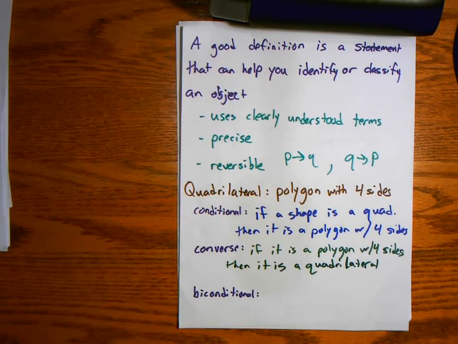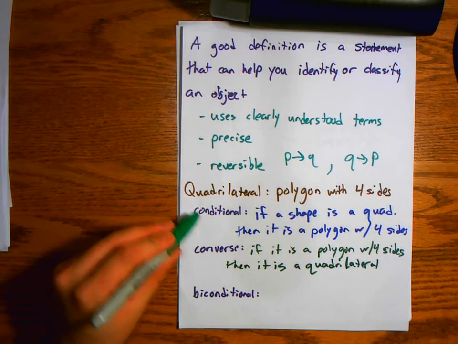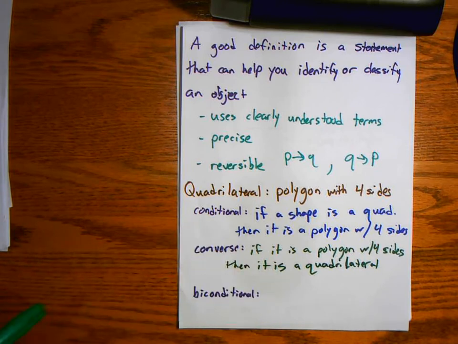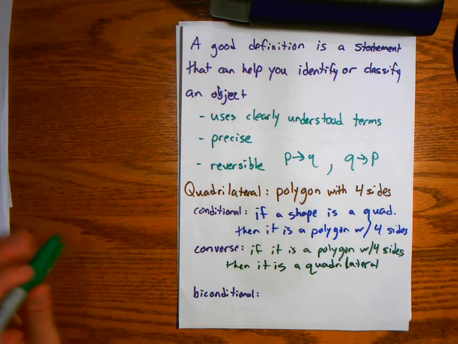Now, if the converse still holds true to our definition, then this means it is a good definition. If the converse is true, then we know that our original conditional statement, if a shape is a quadrilateral, then it is a polygon with 4 sides, has had its truth value hold up. It is a good definition.